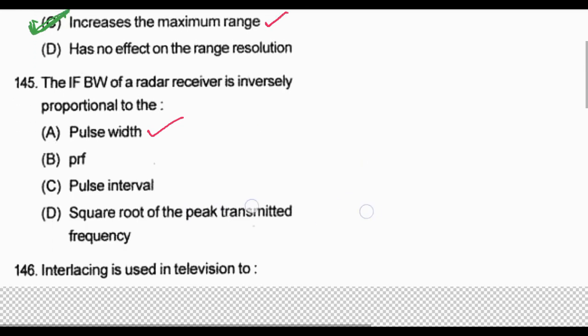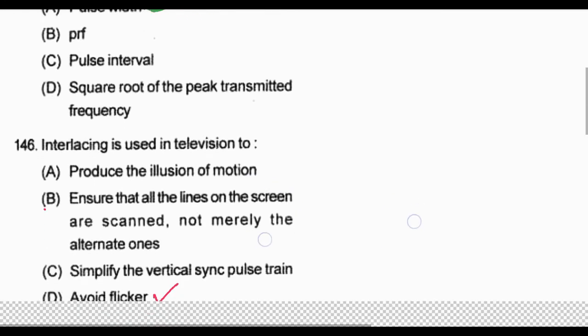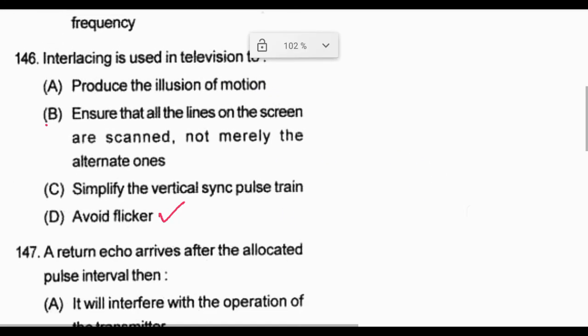All options B, C and D are correct. Next is, if the IF bandwidth of a radar receiver is inversely proportional to, this is pulse width, bandwidth is inversely proportional to the pulse width for a radar receiver. Next question is, interlacing is used in television to avoid flicker. This is a direct question from communication, and this is to avoid flicker.